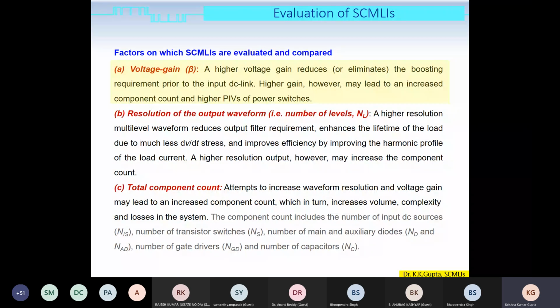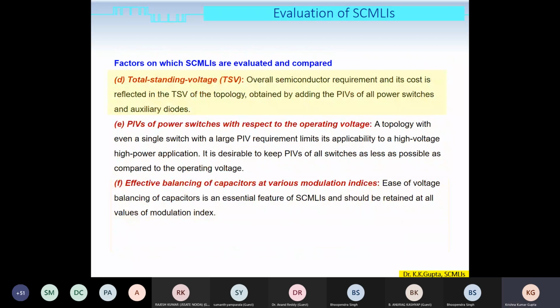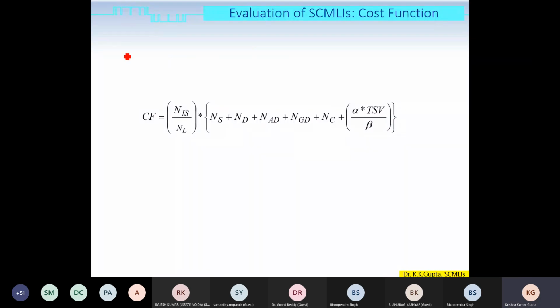So how to compare those topologies? It is actually recorded in the literature that they can be compared based on one factor which we call the cost function. This one factor can quantify different features of a switched capacitor topology, and we can compare the performance of various topologies based on this cost factor. It is very simple, you just have to see the boost factor. For example, the topology that I just showed has a boosting factor of 6, right?